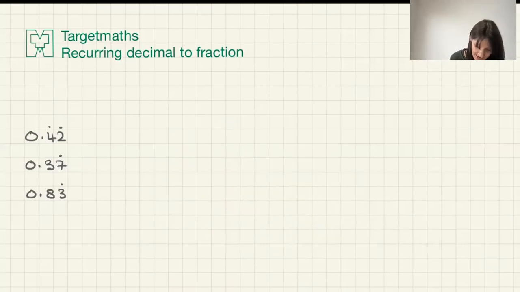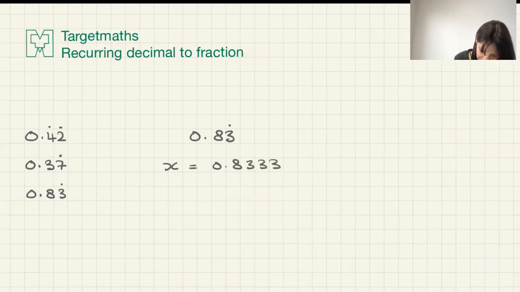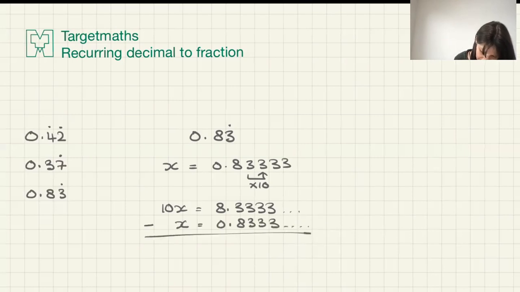All right, I'm going to do one more. If you are brave or comfortable enough to give that one a go, then do hit the pause. So x is 0.8333. It's another times by 10. So I've got 10 x's and I've got 8 point, and on it goes. I'm going to take away an x. x is 0.8333, and on it goes. 10x take x is 9x.